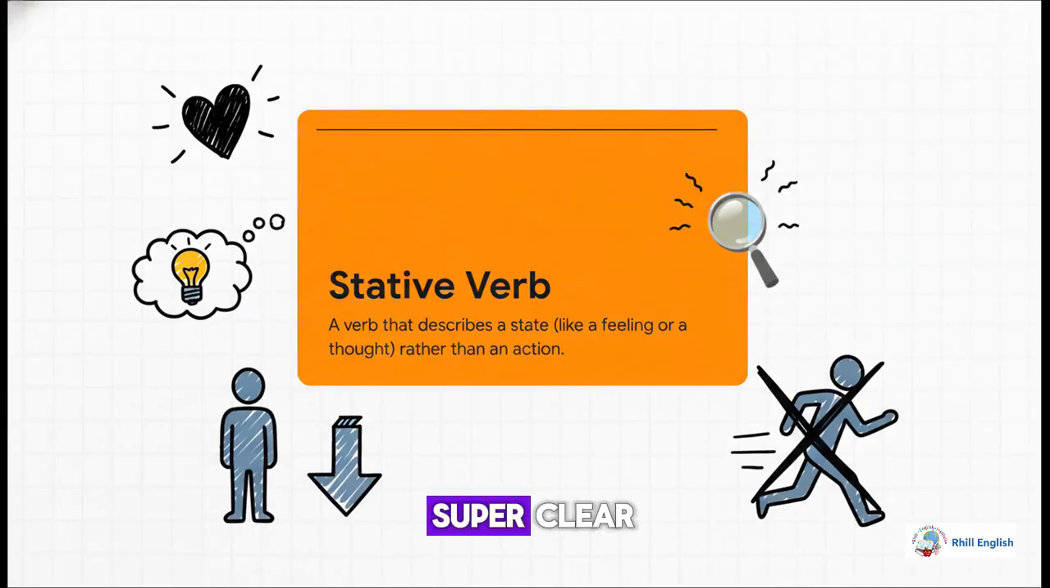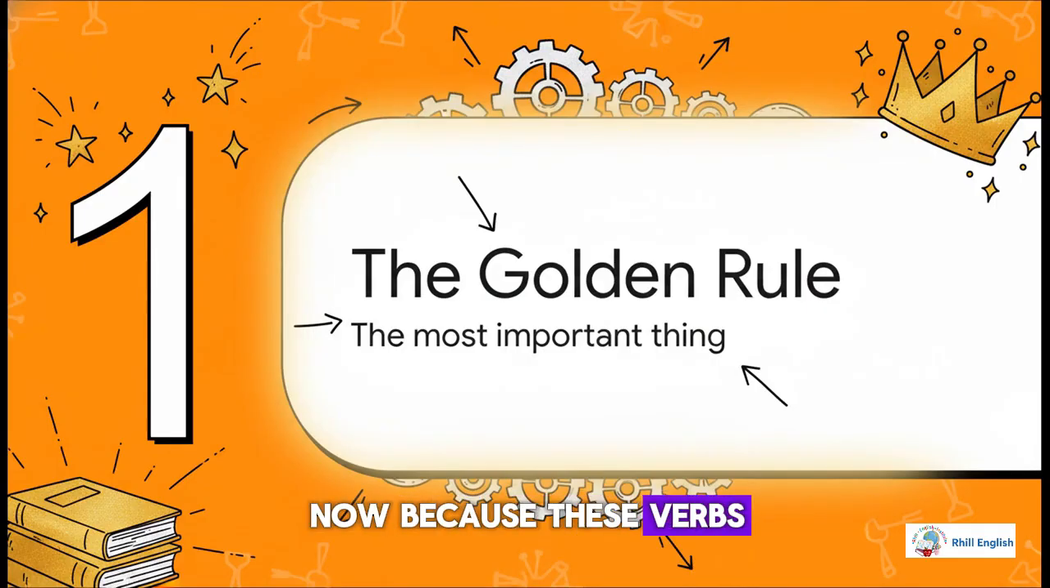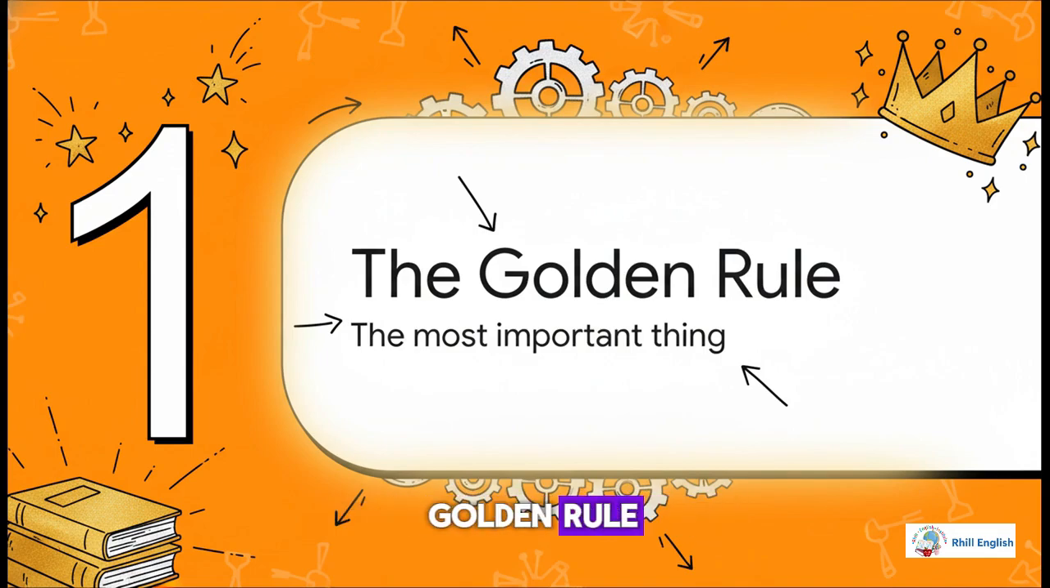Okay, so let's be super clear. What is a stative verb? Well, it's a verb that describes a state, like a feeling or a thought. The most important part to remember is this: it is not an action. Now, because these verbs are special, they have one very, very important rule. It's so important, we're going to call it the golden rule.